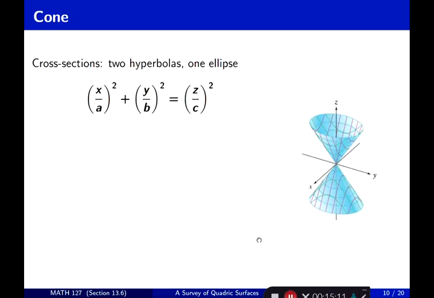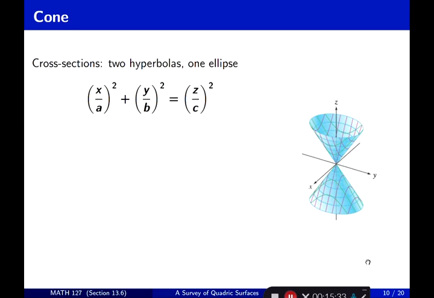Cones. With cones, the equation is x over a to the power 2 plus y over b to the power 2 equal to z over c to the power 2. And again, you get 2 hyperbolas and 1 ellipse.